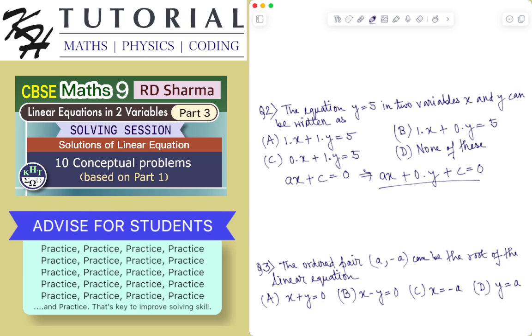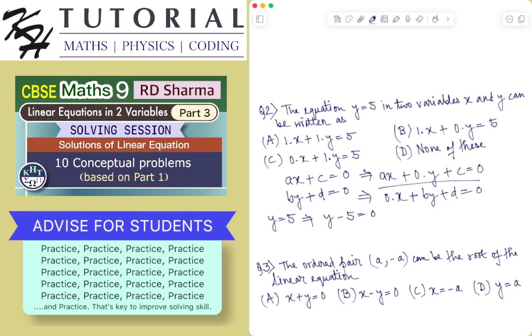Similarly, if the equation is given as, let's say, by plus d equals 0, where we see the variable x is missing, I can rewrite this equation as a linear equation in two variables x and y, so that both the variables x and y are visible, as 0 into x plus by plus d is equal to 0. Okay, so in this problem, the given equation is y equals 5, which means y minus 5 is equal to 0.